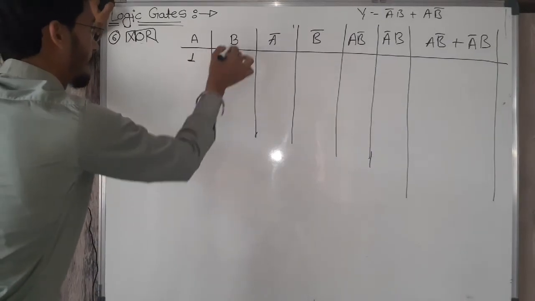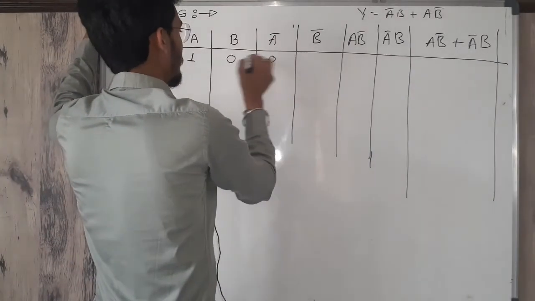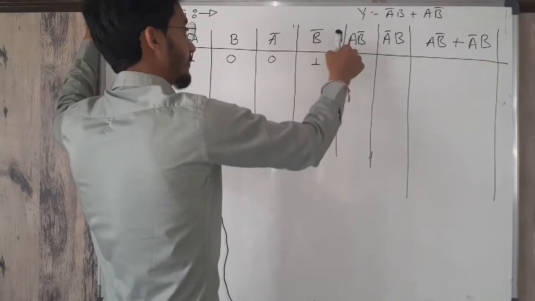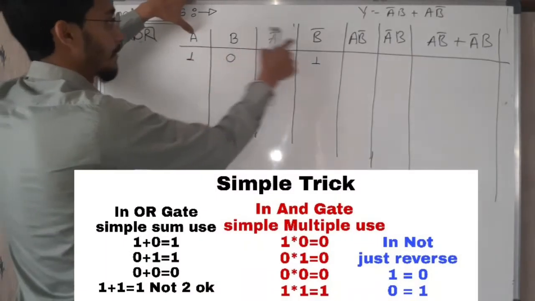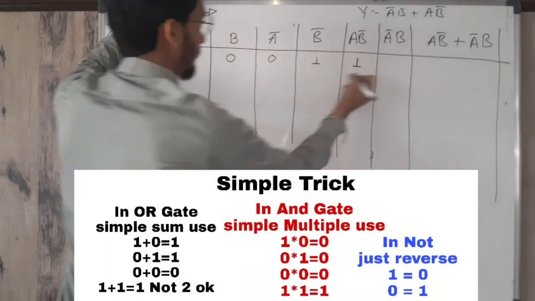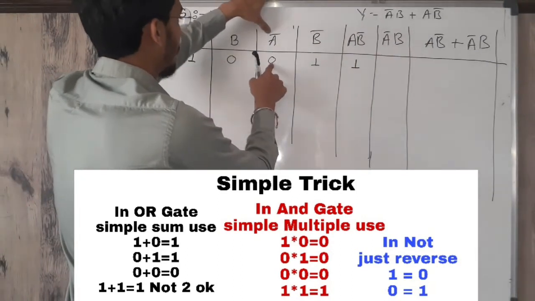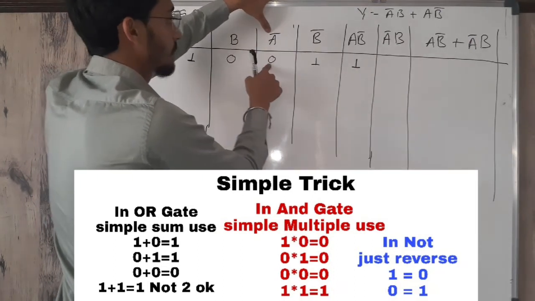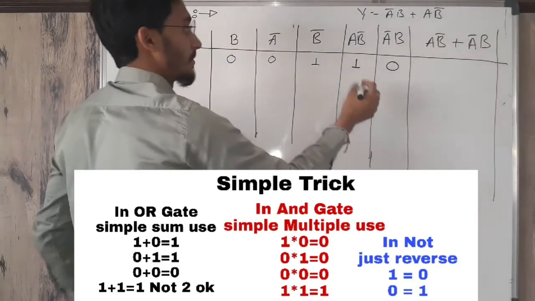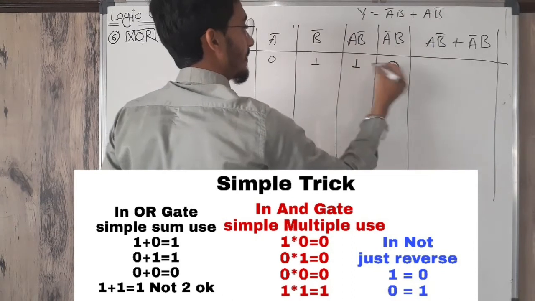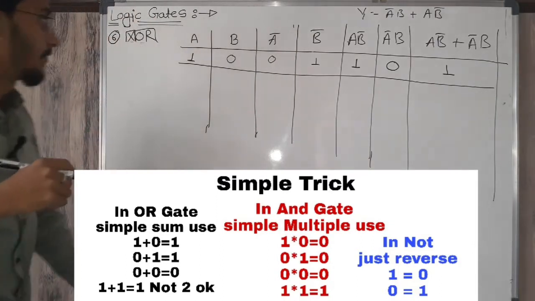So first, suppose A is 1 and B is 0. Then A bar, it means 1 bar, it means 0, and 0 bar means 1. So for AB bar, A and B bar, 1 and 1 gives 1. And A bar B: A bar is 0 and B is 0, so it means 0. And AB bar plus A bar B gives 1. So that is the first possibility for the XOR gate.